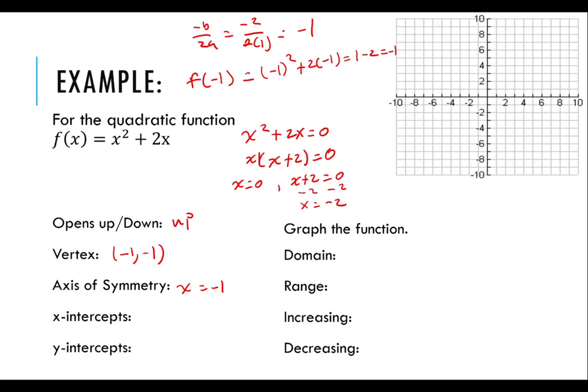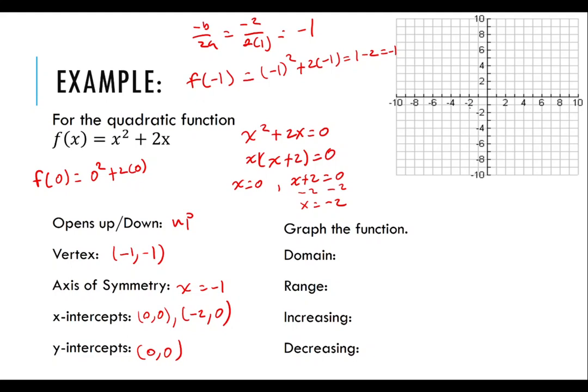And so I get two x-intercepts. They are (0, 0) and (-2, 0). For the y-intercept, we just plug in 0. f of 0 is equal to 0 squared plus 2 times 0. Well, that's 0. So the y-intercept is (0, 0). Once again, anytime you have a function, if your x-intercept is the origin, you know that the y-intercept must also be the origin. Now let's graph this function.